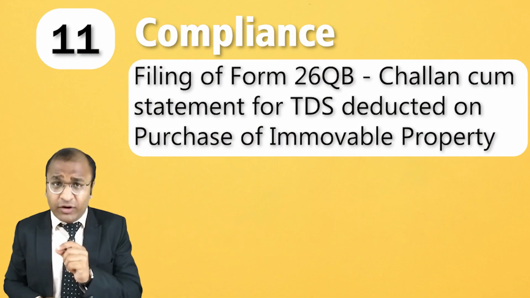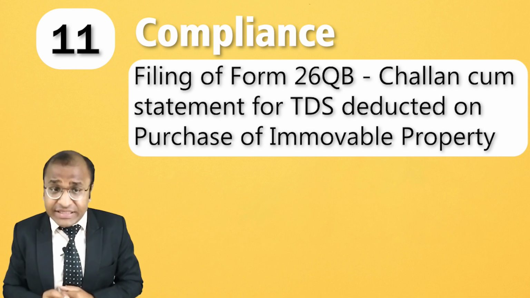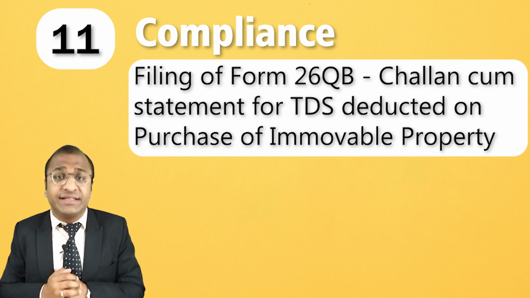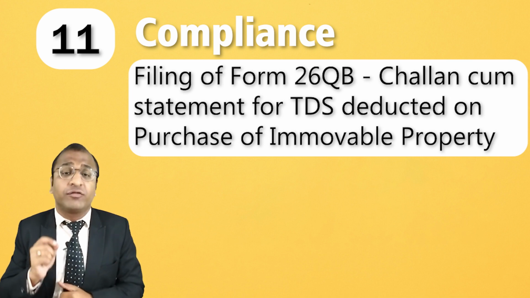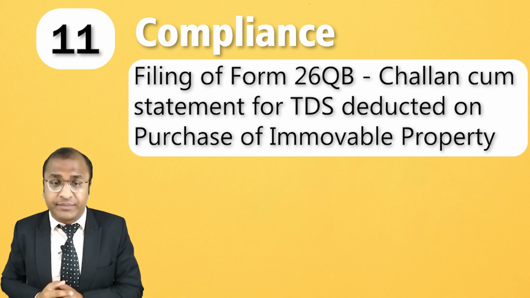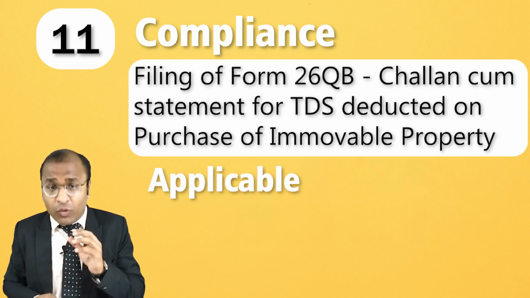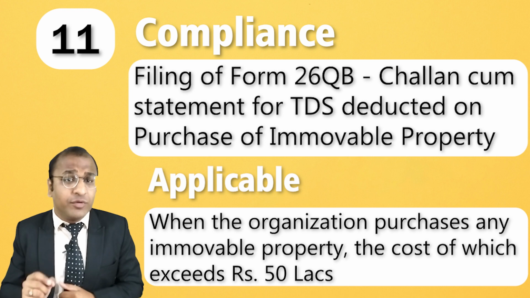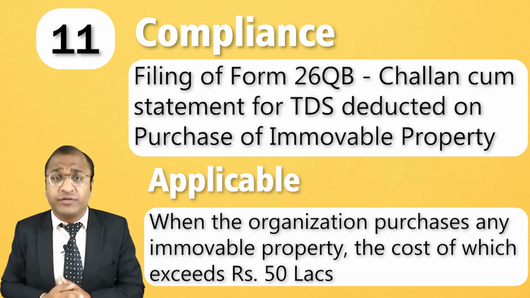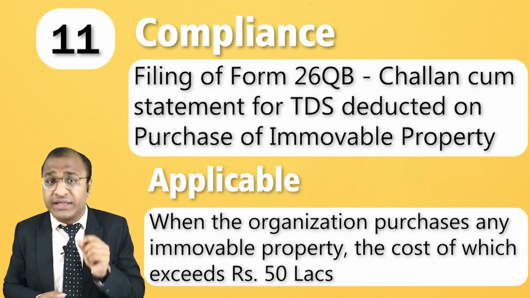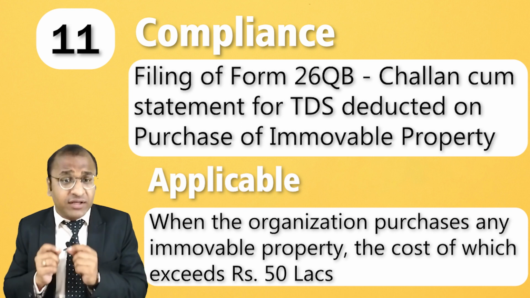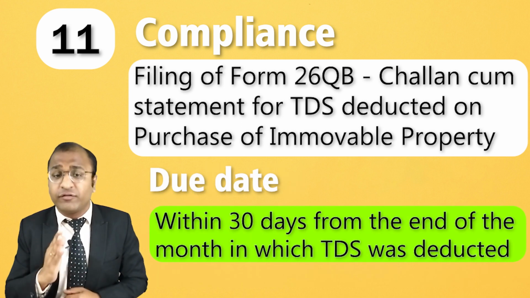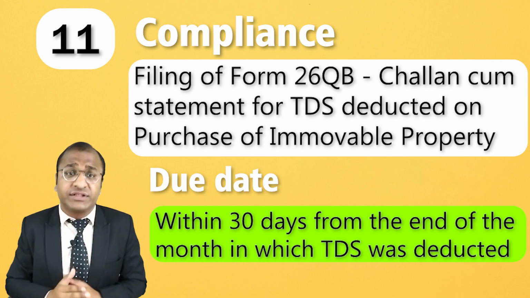Next is filing of Form 26QB, Challan cum statement for TDS deducted on purchase of immovable property. It's applicable only when a charitable organization purchases any immovable property the cost of which exceeds rupees 50 lakhs. Such Challan cum statement needs to be submitted within 30 days from the end of the month in which TDS was deducted.